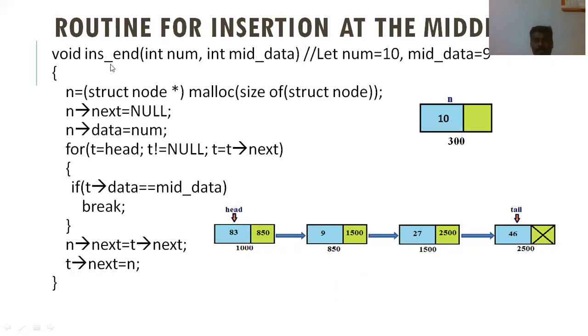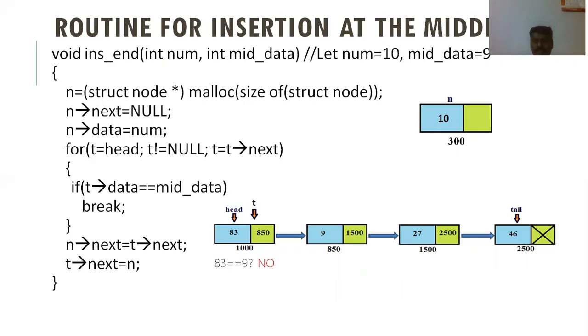So void insert at the middle position. N struct node, remember allocation struct node, if next dot null equal to null, then n dot data equal to number. For t equal to head, t not equal to null, no? T not equal to null means t dot next is the insert position. If t dot data equals the mid data position, just insert the data in the mid position. Otherwise, move to the next one.